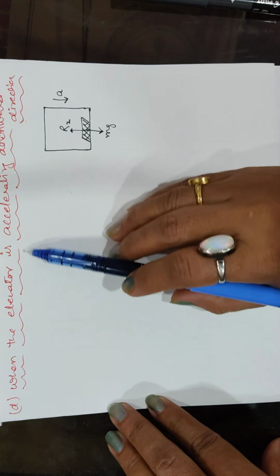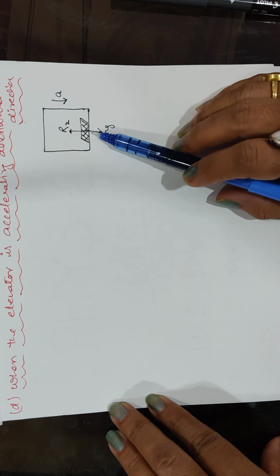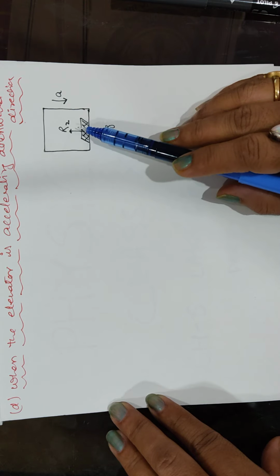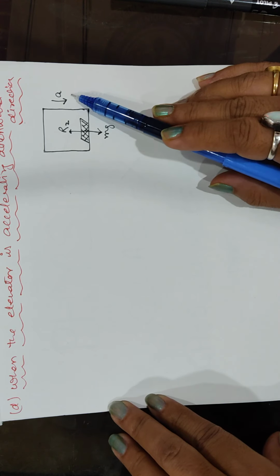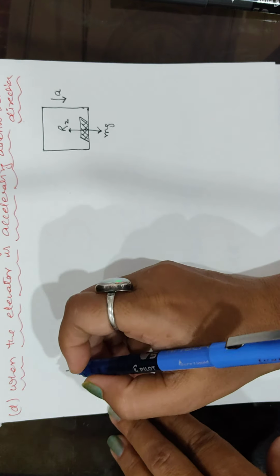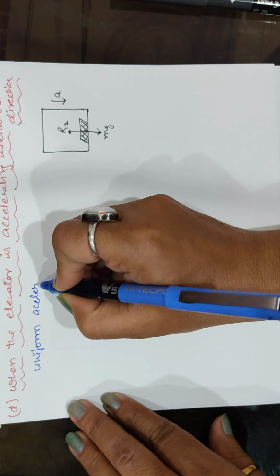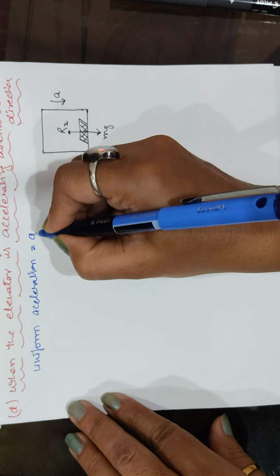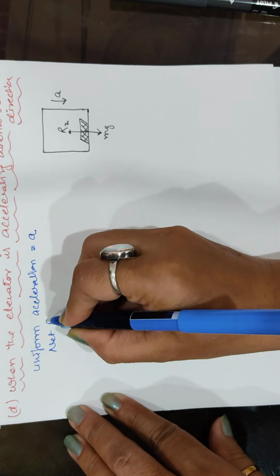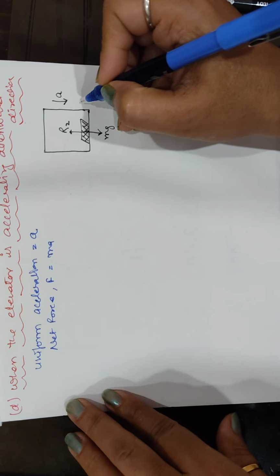Now the next is when the elevator is accelerating in downward direction. The same, when the elevator is moving in downward direction, there are two forces which is acting on it. One is the R2, which is a normal reaction, and the other is the weight mg, and the elevator is moving in the downward direction with the acceleration a. Now since it's a uniform acceleration a, the net force which is acting on it is F is equal to ma, because it is moving with the acceleration a. So according to Newton's second law, F is equal to ma.